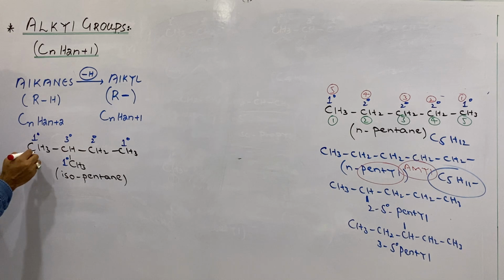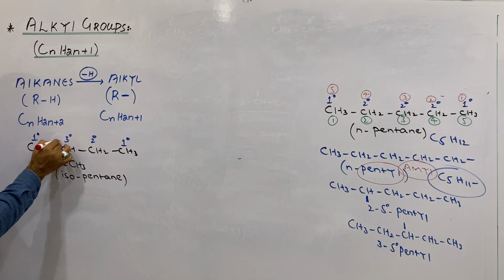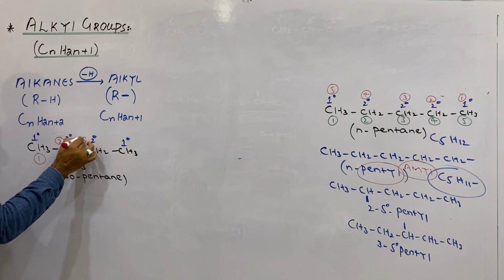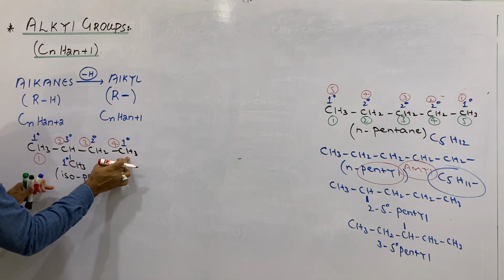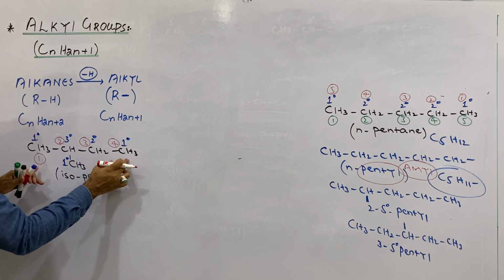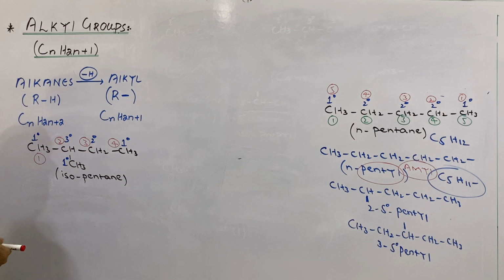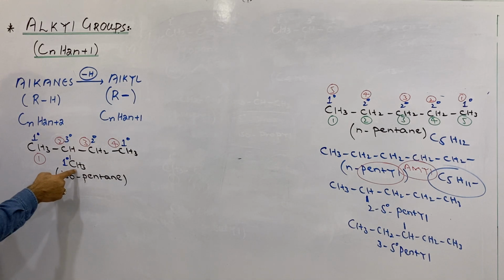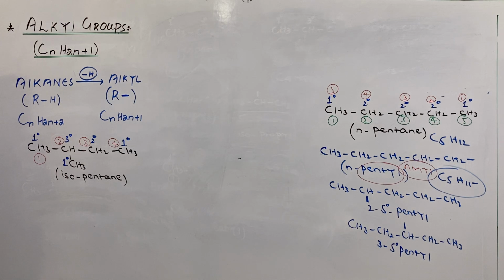Now, this carbon will be carbon number 1 as it is nearest to the substituent. That will be carbon number 2, this will be carbon number 3 and this will be carbon number 4. In this case, you cannot start numbering from this side because numbering starts from the end of the chain nearest to the substituent. As the substituent is present on the second carbon, numbering will start from this side. Now, let us first remove hydrogen from the tertiary carbon. That is the simplest one.